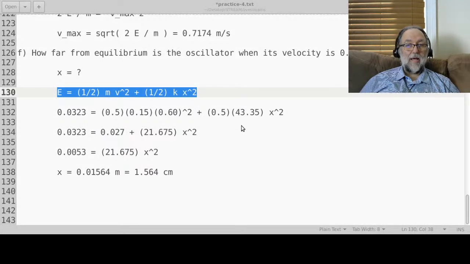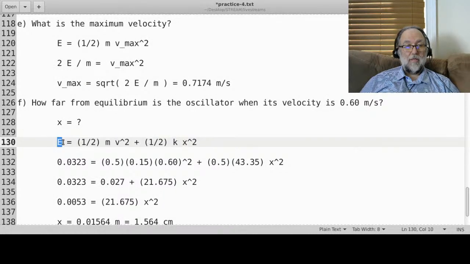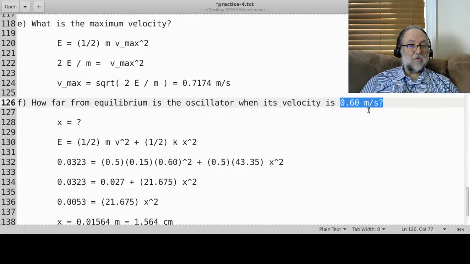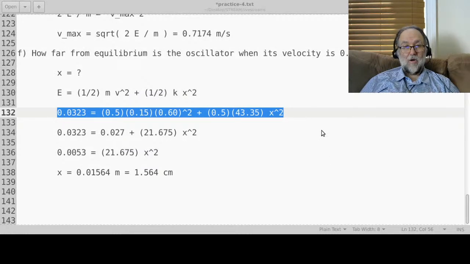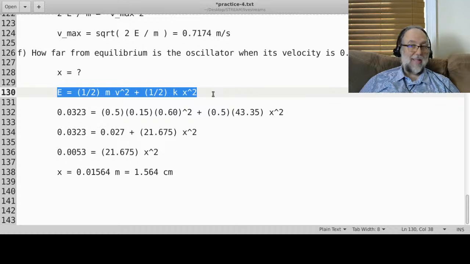Okay. And I tell you some of the numbers. Well, first of all, you know the energy, right? Because calculated at one point, it's the same energy everywhere. There it is. Okay, and then 1/2 mv squared is same as above, but now the velocity I tell you is 0.6 meters per second. So 0.6 meters per second. There it is. Okay, and we have all of these things. We don't have x, but that's what we're asked to calculate. Okay, so substituting in all the numbers, we get that. All right, and then simplifying it and solving for x, I find that x is equal to 1.564 centimeters.